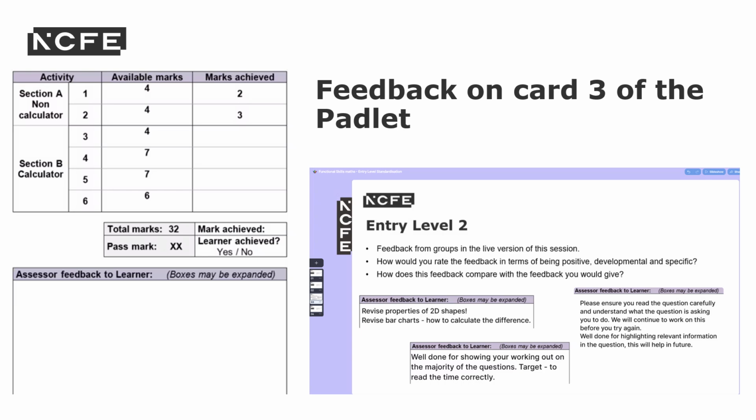And hopefully you've written your own assessor feedback to the learner here. And what is important, and you can see on the Padlet, I will leave on the Padlet for you the assessor feedback that was left by the attendees at our live sessions. What is good about feedback is it wants to be positive, it wants to be developmental and specific as well. So you're trying to be as specific as you possibly can.